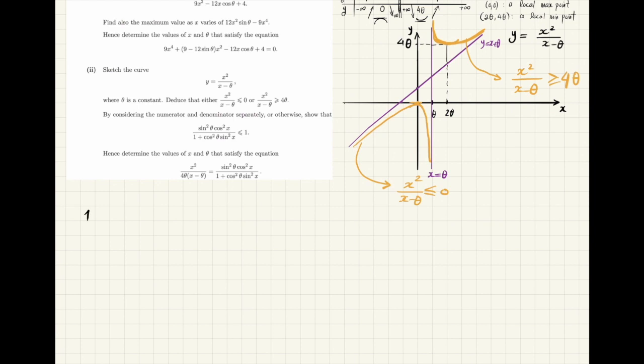Yes. So let me just do that. So the denominator is 1 plus cosine to the power of 2 theta, and then I have sine theta. Or let me do it in a different way. So let me write this: sine to the power of 2 theta cosine to the power of 2 x, and then what I have here is 1 plus cosine to the power of 2 theta sine to the power of 2 x is less than or equal to 1. But of course this is a positive expression, so this is equivalent if and only if this happens.